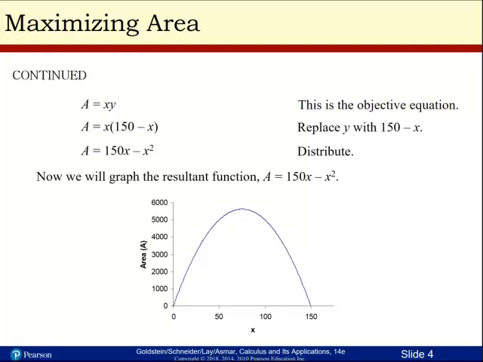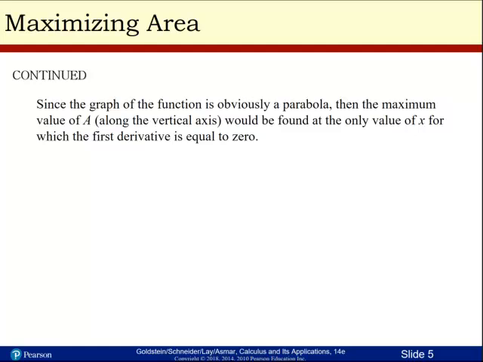I would like the maximum area, and I can see that maximum area occurs at the vertex of our parabola. So the maximum area is going to occur somewhere right in here. Looks like, all right, exactly smack in the middle, so I'd say it's right there at 75. Let's make sure. Since the graph of the function is obviously a parabola, then the maximum value of A along the vertical axis would be found at the only value of x for which the derivative is equal to 0. So it's that top part, that vertex, which is what we said.